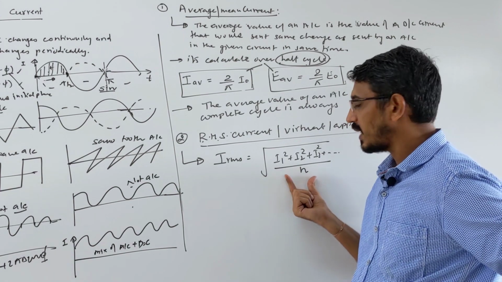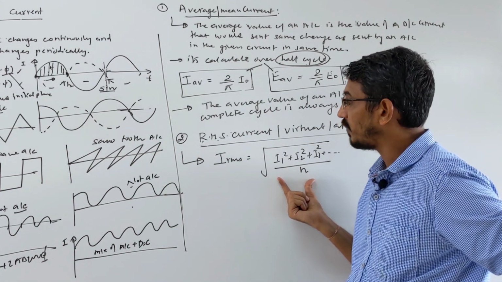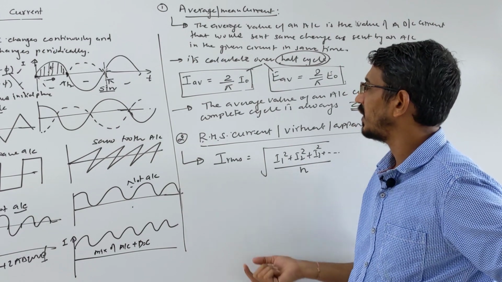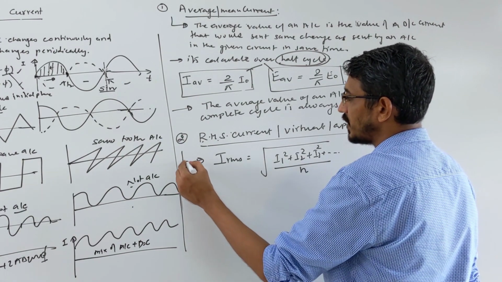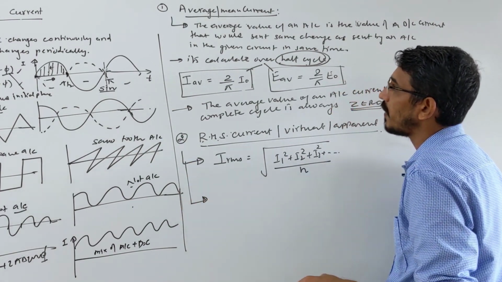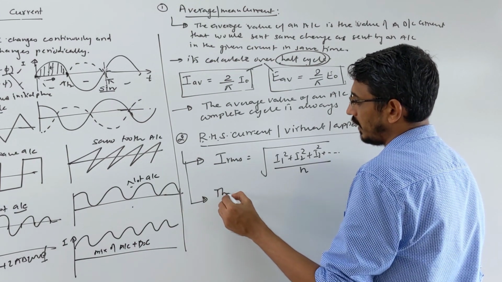In the exam they can ask like this way also. Some currents are given, and you can find the RMS value this way also. But how you write it, that I am telling you. What is the definition? How do they actually define this? So I am writing here.